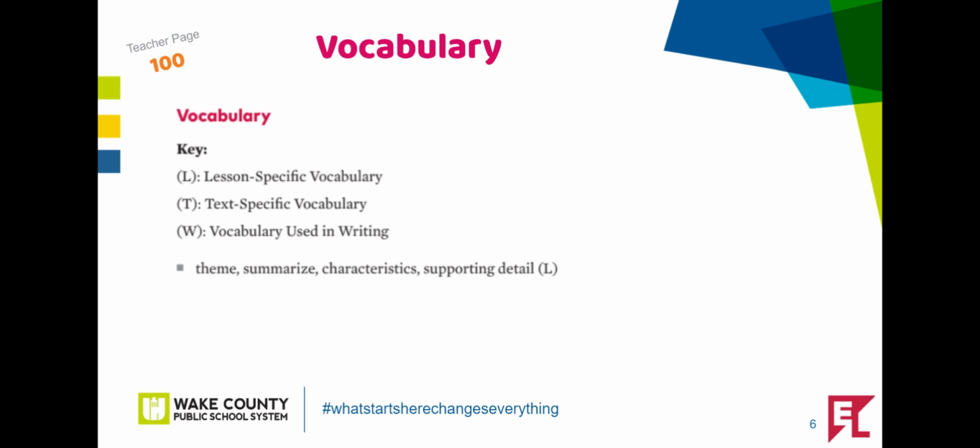The more vocabulary a student is exposed to during learning, the more likely it is for a student to become a better reader. EL lessons point out academic and domain-specific vocabulary that is taught in each lesson. These words should be recorded on a class word wall for students to refer back to throughout this module. For this lesson, students need to know the words theme, summarize, characteristics, and supporting detail.